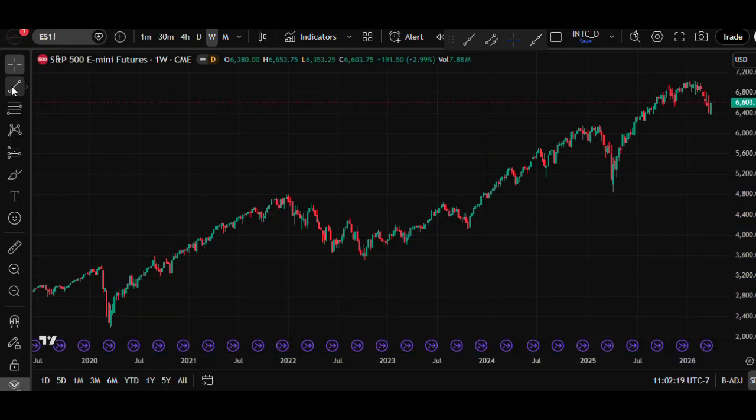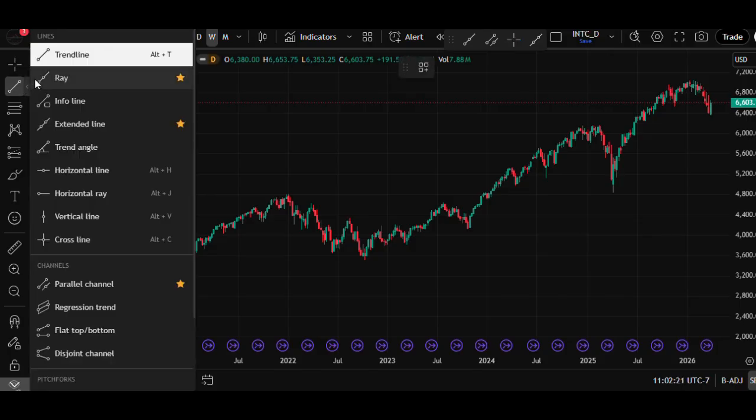Let's do it one more time. So here is a trend line. Let me introduce a trend line here. This is your regular trend line. This is ray, and this is extended line, and this is parallel channel, which is the most powerful trend line approach that I take for my day-to-day trades.